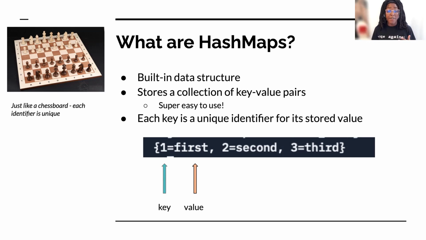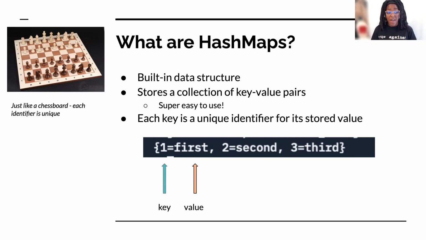Mind you, you can have different keys that map to the same values. That's fine, but each key itself has to be unique. Another way to look at it is I have this chessboard here. So each row and each column is identified by a unique key.